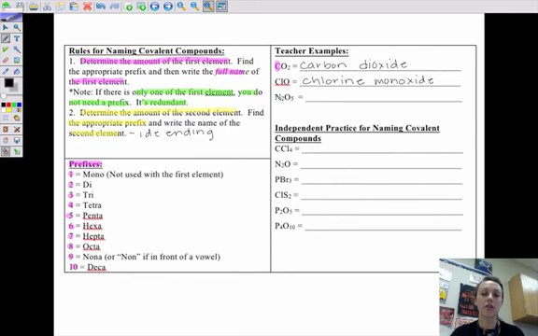The last example is N2O5. So I have two nitrogens, so it's the first element, but I have more than one. So now I need a prefix. So I look at my prefix chart. 2 means di. So di, then the first full name, so nitrogen. And then O5. So 5 prefix is penta. So it'll be pentoxide.